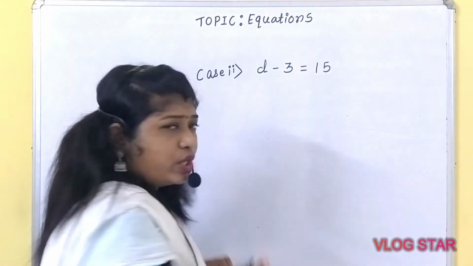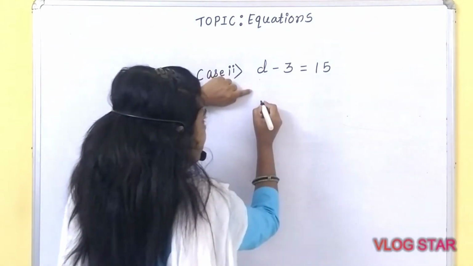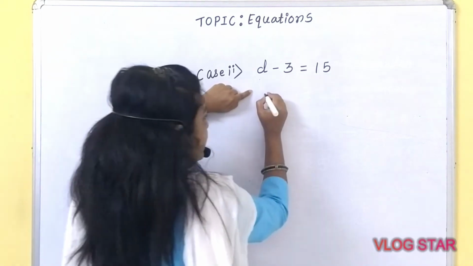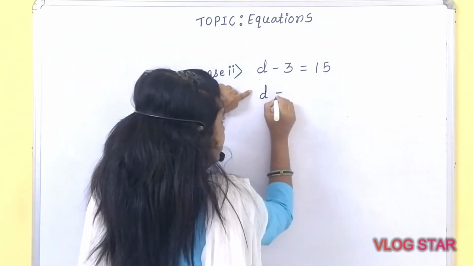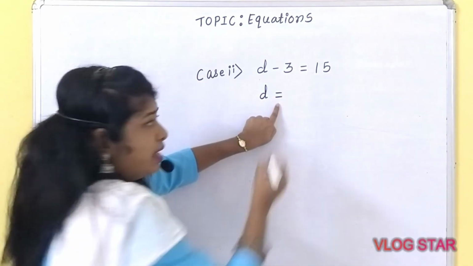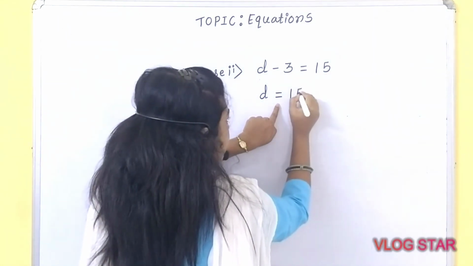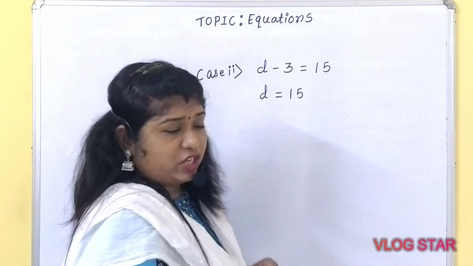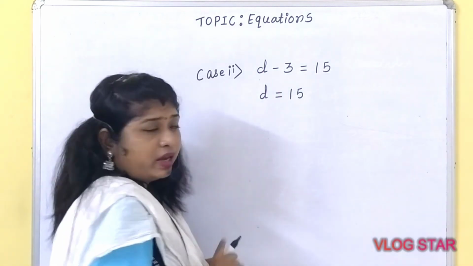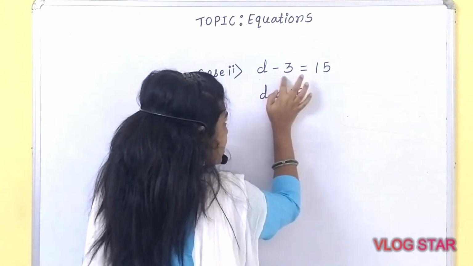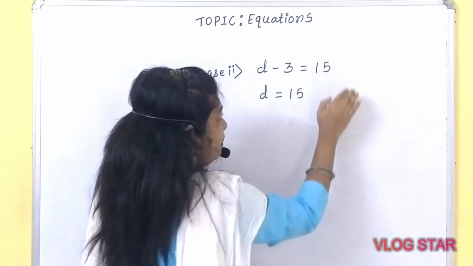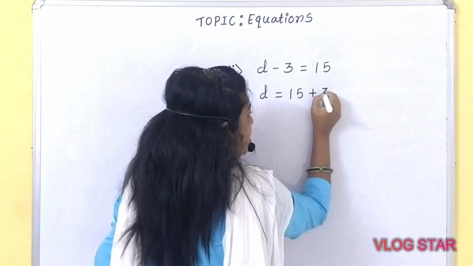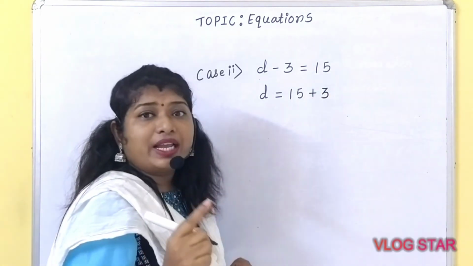So the same procedure you need to follow. First you have to identify the unknown variable. Which one is the unknown variable? D is the unknown variable. Then you need to put the is equal to sign. Then you have to write down the right hand side number as it is, and then you have to perform the operation. Which operation are you going to perform here? If it is minus 3 and you need to shift that number to the right hand side, it will become plus 3. I hope you are getting this.